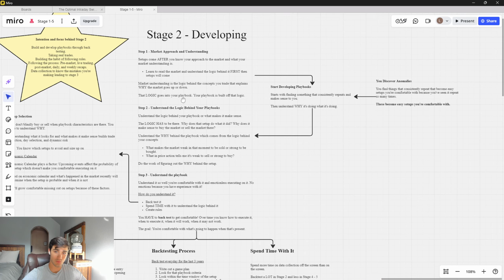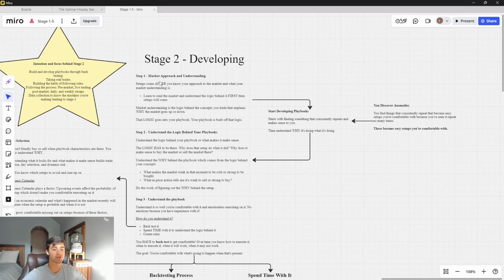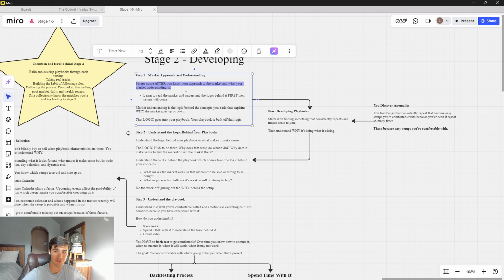Step 1 would be your market approach. So the first thing you have to understand before you are breaking down your trade model is a market approach and understanding, because your setups are going to come after you know how you approach the market and what your market understanding is. By this, I simply mean how you look at the market.